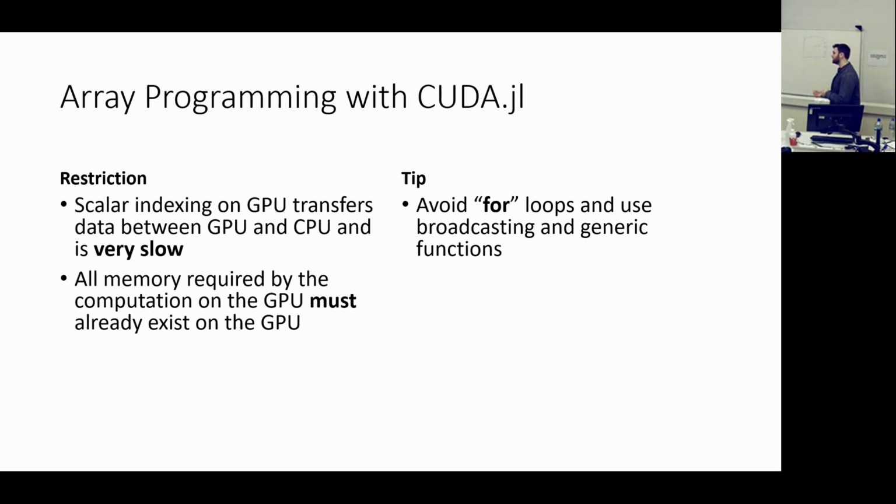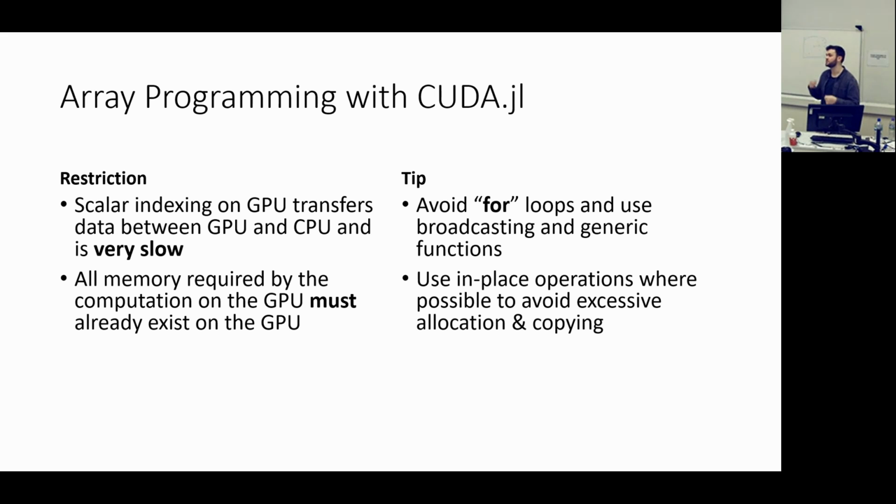Again, if you're doing any computation on the GPU, the memory that you're operating on needs to exist on the GPU first. Essentially, this means creating your GPU arrays, and if you want high performance, instead of allocating an array every time you want to do an operation, you can use these in-place operations, like mul bang, the broadcasting dot equals, to avoid having to allocate a lot and copy data around a lot as well.